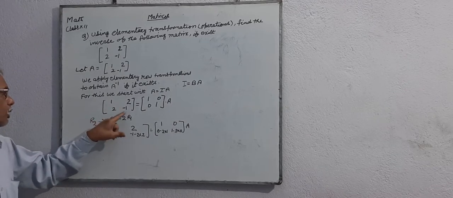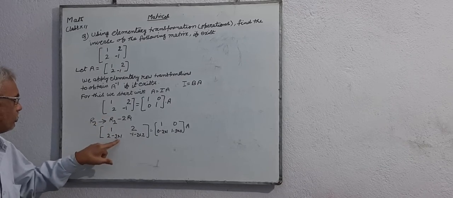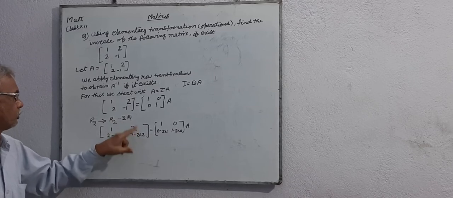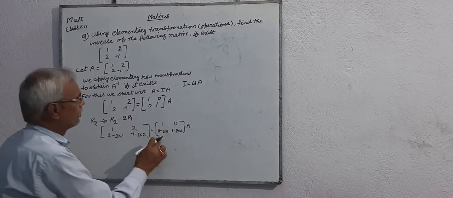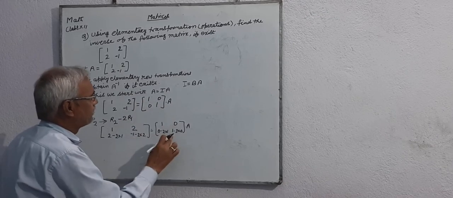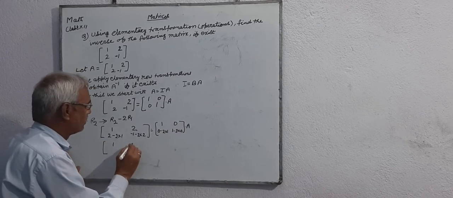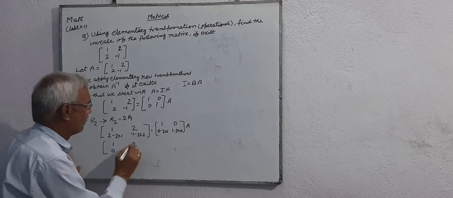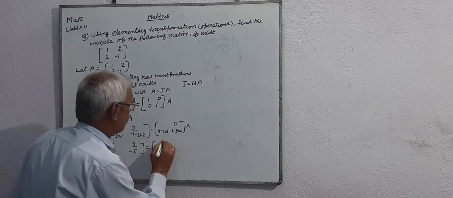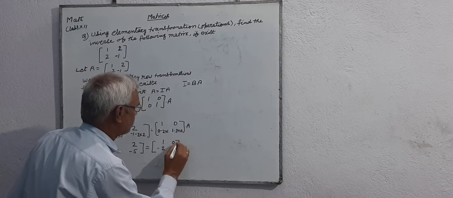R2 converts into R2 minus 2R1: 2 minus 2 into 1, minus 1 minus 2 into 2, 0 minus 2 into 1, 1 minus 2 into 0. On solving, we get 1, 2, 0, minus 5 equals 1, 0, minus 2, 1 into A.